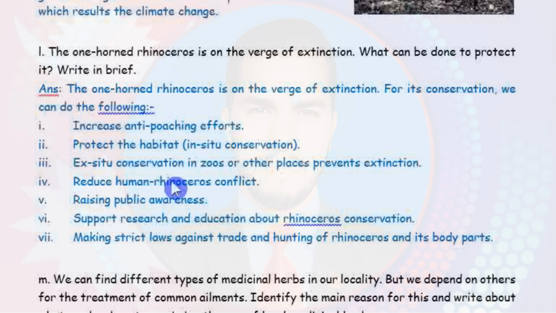Number third, ex situ conservation in zoos or other places prevents extinction. We can conserve in ex situ, or a place which is not the natural place, out of their habitat, which we say as ex situ.